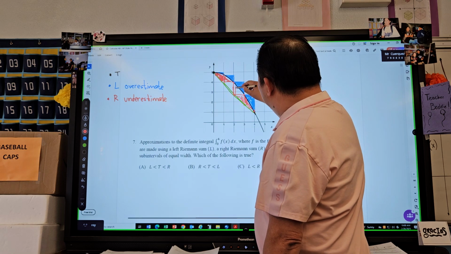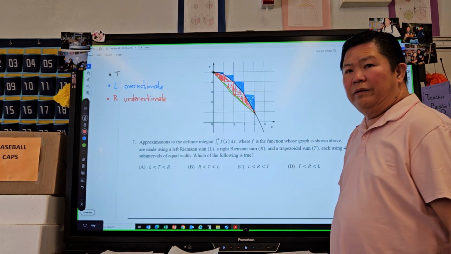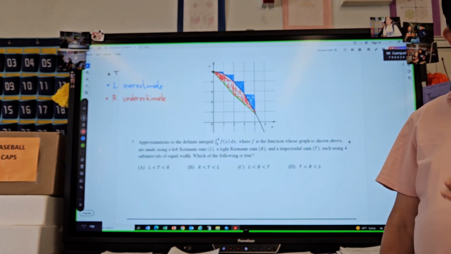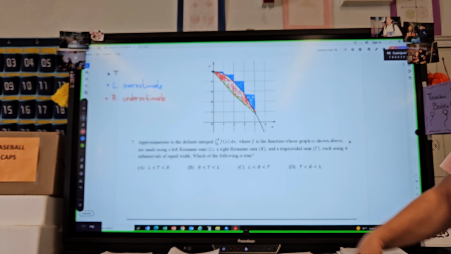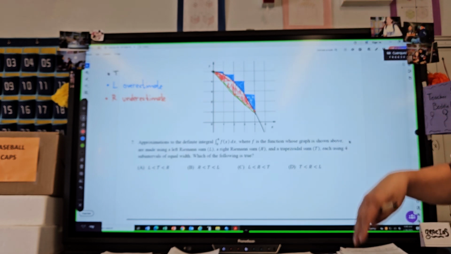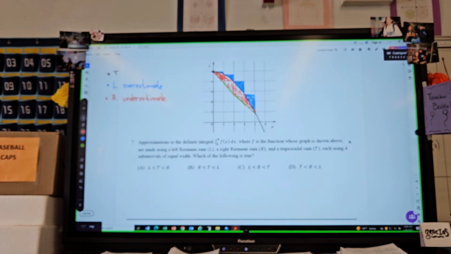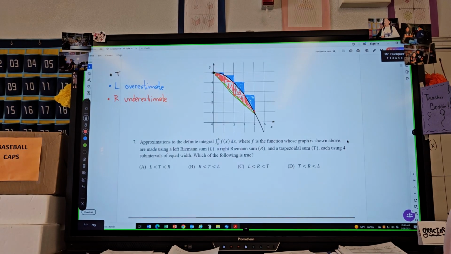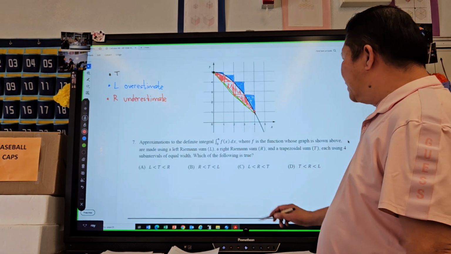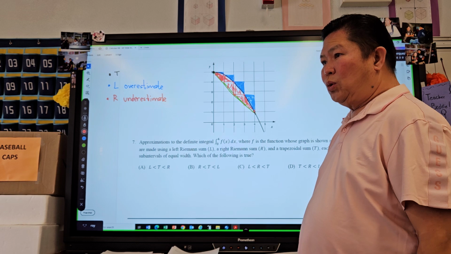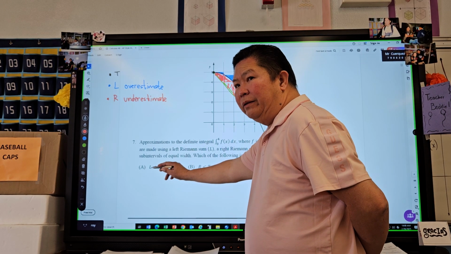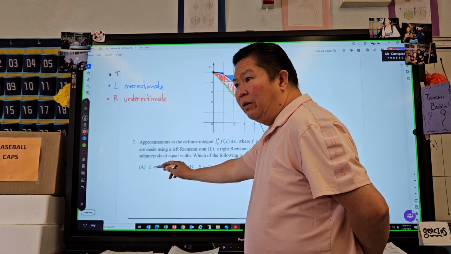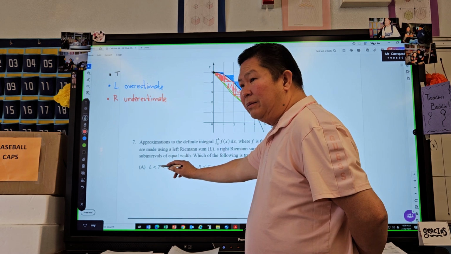Okay. So as long as you shade, the blue is over the red, right? The blue is the overestimate and the red is the underestimate. So, question. Which of the following is true? L, what is L again? The overestimate, which is the left Riemann sum.